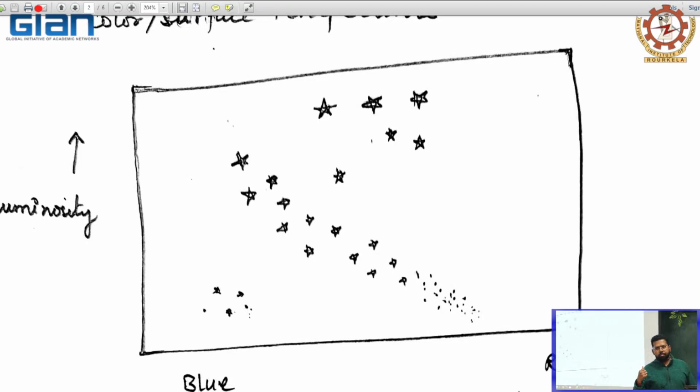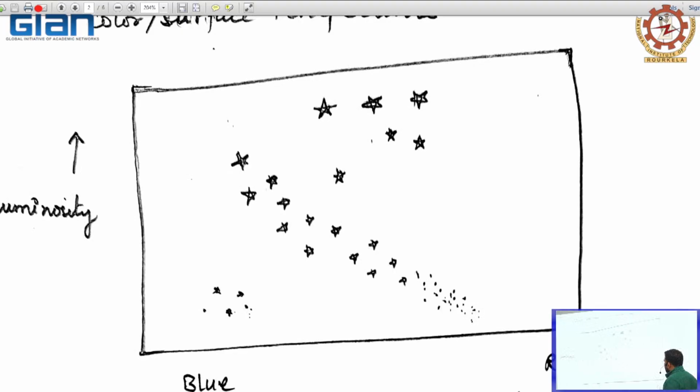Now when you look at this, you'll find that for most groups of stars or star clusters, many stars are present in a sequence. And this sequence we call the main sequence, right? What is the main property of the main sequence? What is happening in the core of the stars? Hydrogen is being converted into helium.